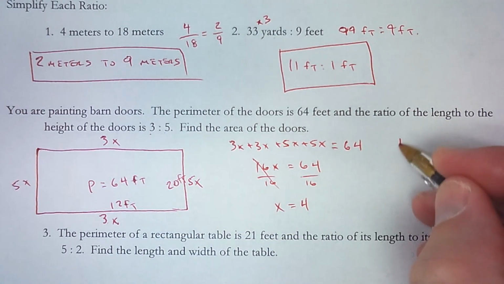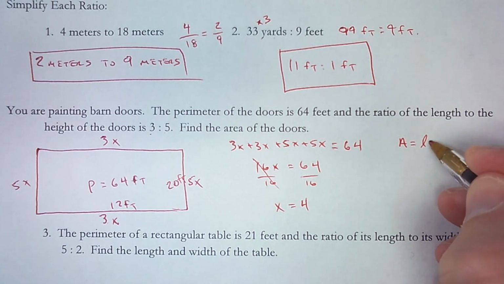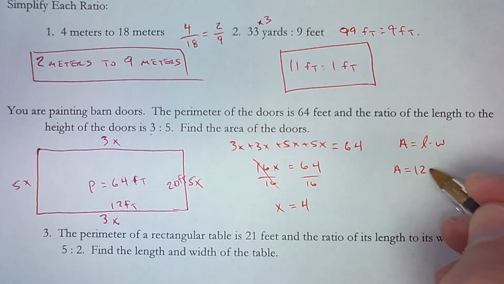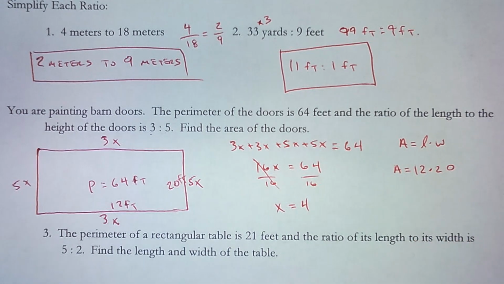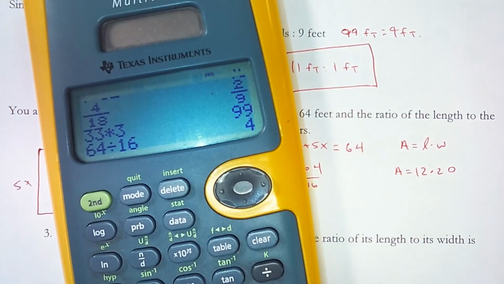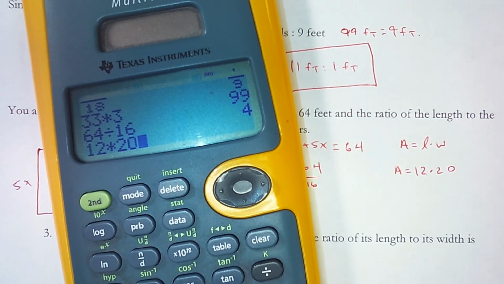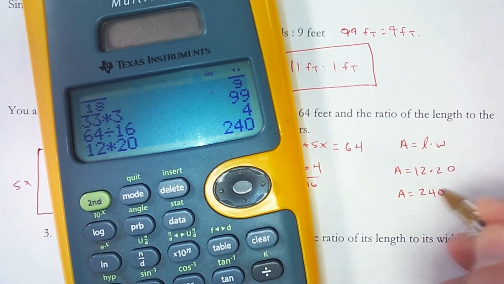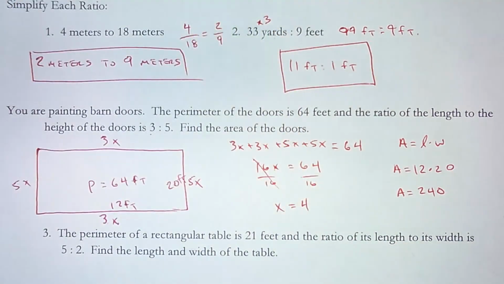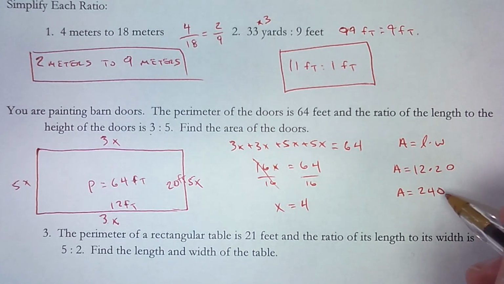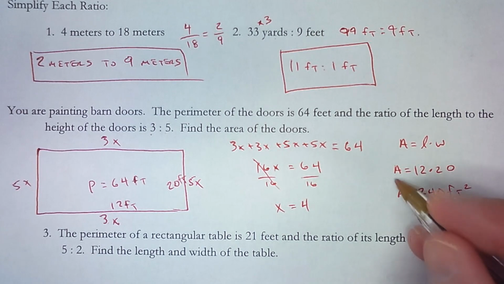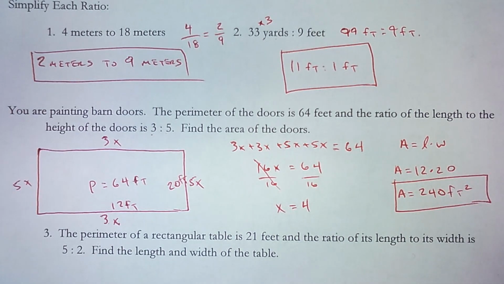Now the area of a rectangle is length times width. So the area of this set of barn doors is 12 times 20. Okay, so 12 times 20 is 240. And that's the area of the door, and area is in units squared, and these are feet, so it's 240 feet squared for the area of these doors.